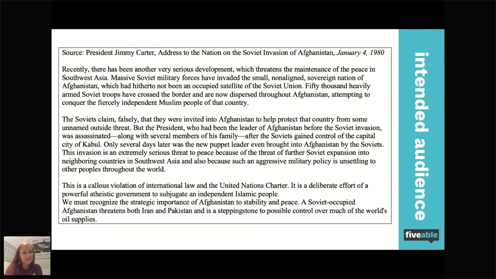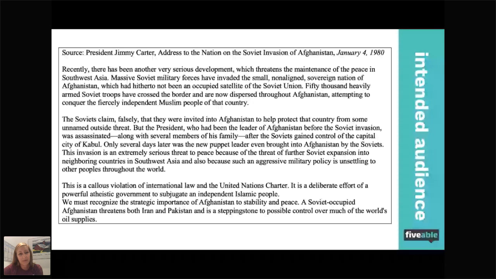This invasion is an extremely serious threat to peace because of the threat of further Soviet expansion into neighboring countries in Southwest Asia, and also because such an aggressive military policy is unsettling to other people throughout the world. This is a callous violation of international law and the United Nations Charter. It is a deliberate effort of a powerful atheistic government to subjugate an independent Islamic people. We must recognize the strategic importance of Afghanistan to stability and peace. A Soviet-occupied Afghanistan threatens both Iran and Pakistan and is a stepping stone to possible control over much of the world's oil supplies. That was beautiful, wasn't it?